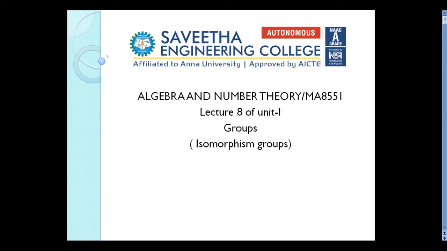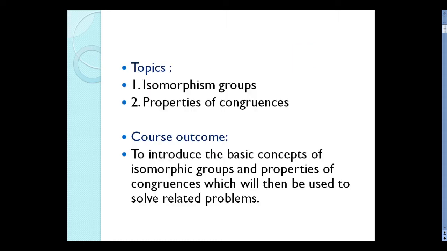Good morning students. We are going to learn algebra and number theory. Subject code is MA8551 and today we will learn isomorphism groups under unit 1. Topics covered in this unit: isomorphism groups, properties of congruences. Course outcome: to introduce the basic concepts of isomorphic groups and properties of congruences with some application problems.